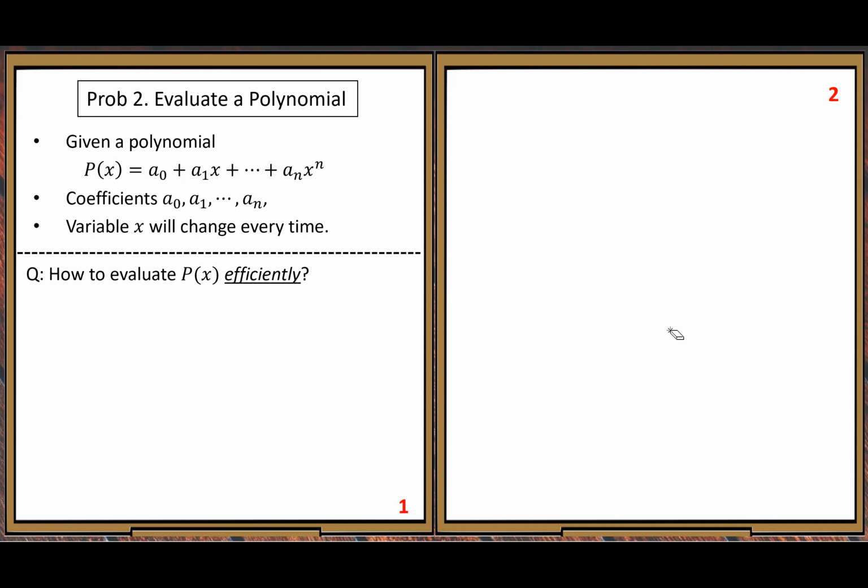The question: how to evaluate p of x efficiently? The fastest possible way. That's our goal. Because we may have many different ways to evaluate a polynomial. You may probably only know one, but actually there is more than one. But which one is the fastest? Let's do the analysis.